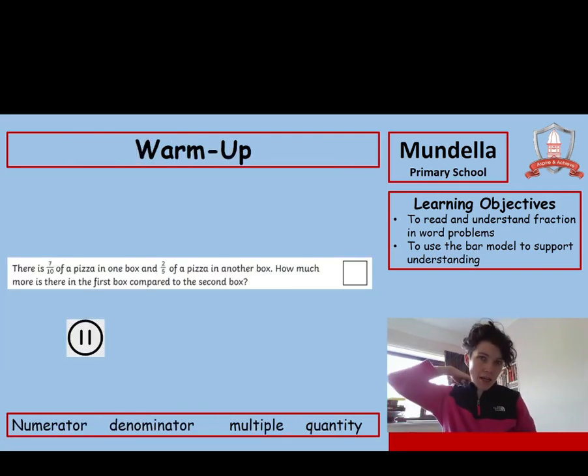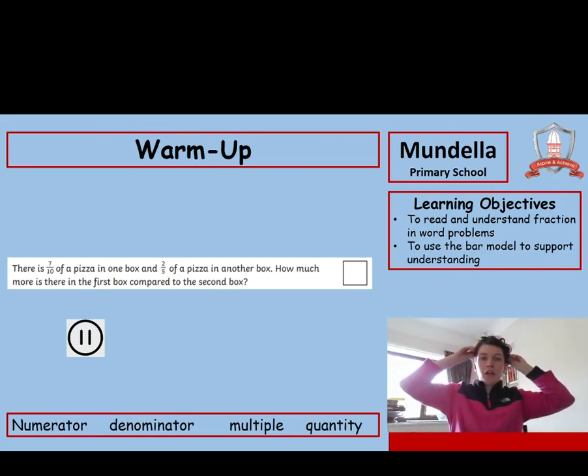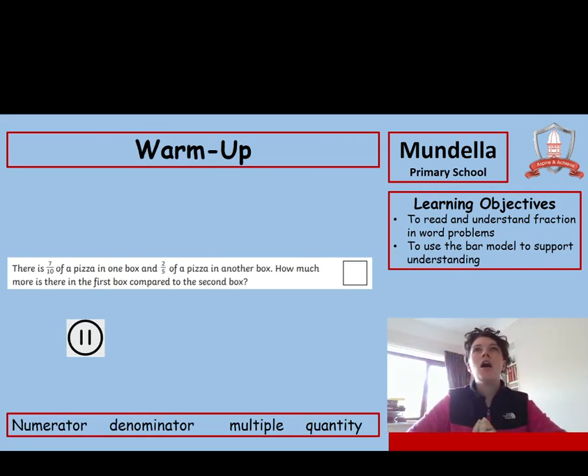Right, so as I explained to you at the start of today's lesson, we're going to be looking at fraction word problems. So in this warm-up, we've got an example of a fraction word problem, and I'm going to give you some tips and tricks as to how best to approach these. First of all, we have to read the question carefully. There is 7 tenths of a pizza in one box and 2 fifths of a pizza in another box. How much more is there in the first box compared to the second box?